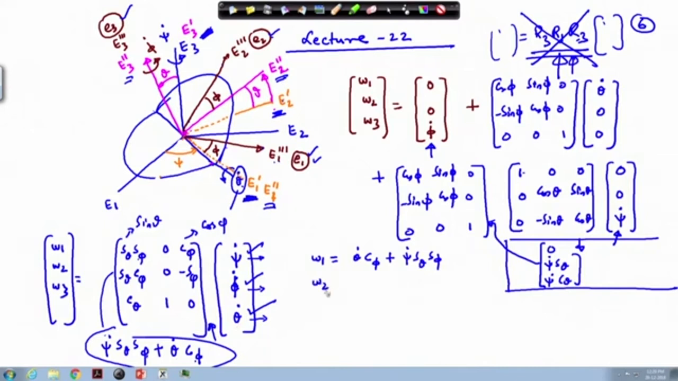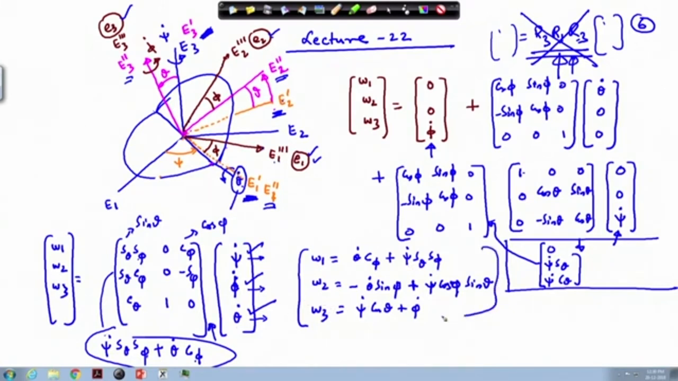So, you are basically getting here three linear equations in terms of theta dot, psi dot and phi dot, then only you will be able to represent it. If it is a non-linear equation in psi dot, phi dot and theta dot, then a matrix representation will not be possible. So, for your omega 2, if you check from this place, it will appear as theta dot sin phi plus psi dot cos phi times sin theta, and omega 3 as psi dot cos theta plus phi dot. So, this you can solve for theta dot, psi dot and phi dot in terms of omega 1, omega 2, omega 3 and vice versa.